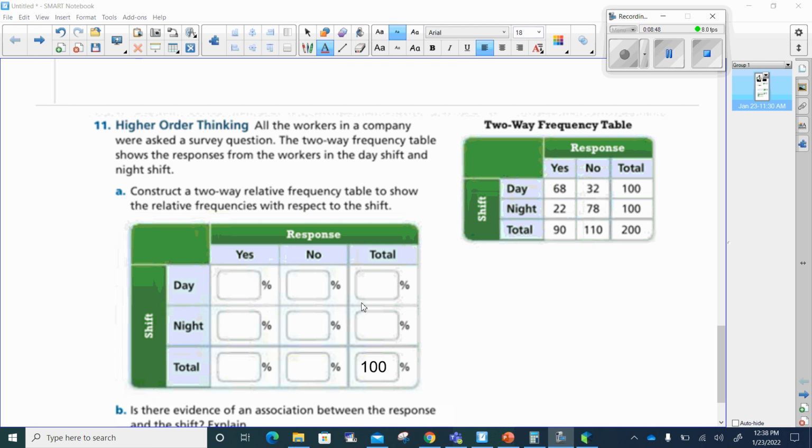At least that's what you would normally do, but the question is kind of tricky here. It says construct a two-way relative frequency table to show the relative frequency with respect to the shift. Since you're showing it in respect to the shift, everything's going to be in rows. So in rows, that means 100% of day shift, 100% of night shift as well. So these are all going to be 100s.